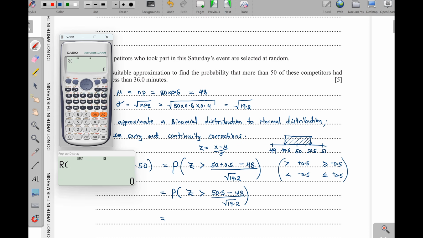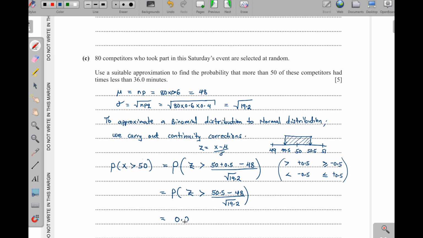50.5, we subtract 48, okay? 50.5 minus 48. Then we divide by the square root of 19.2. Like that. I close the brackets. I get 0.284. 0.284 to 3 significant figures.